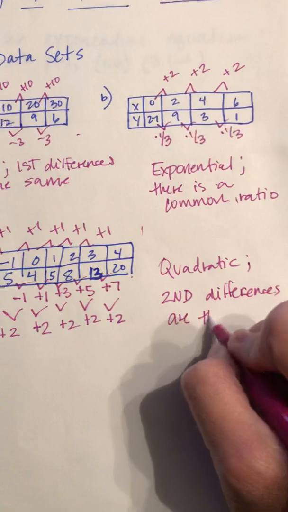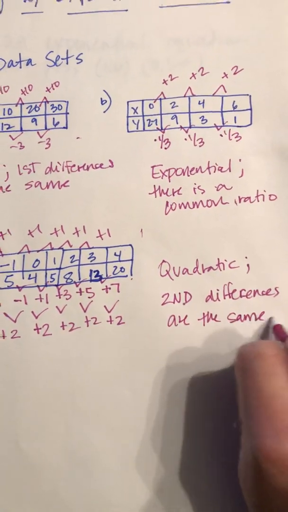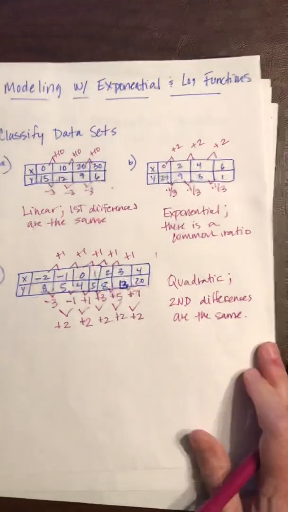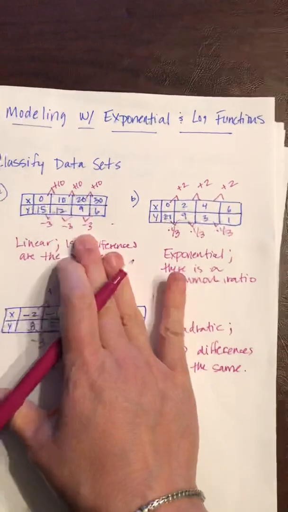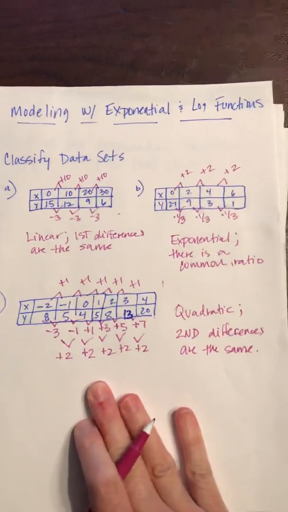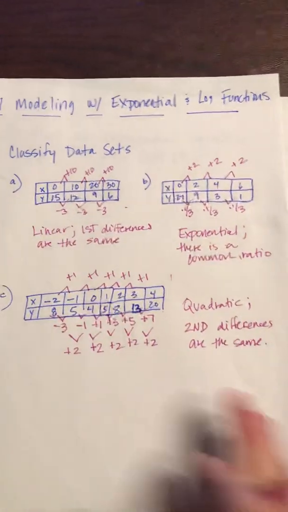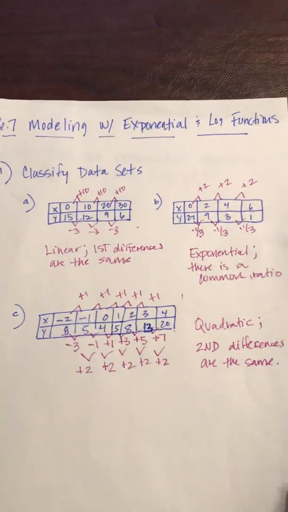So on your practice, we're going to ask that you take a look at all the different kinds of tables and determine if it's linear, exponential, or quadratic. If it doesn't fall into any of those three, you would just say that it's neither.